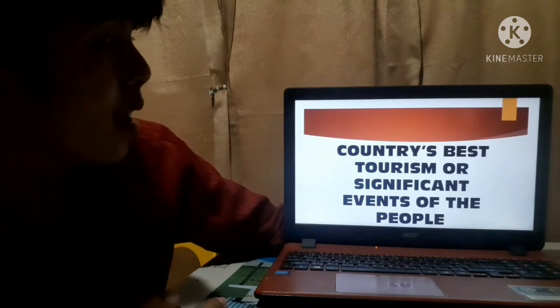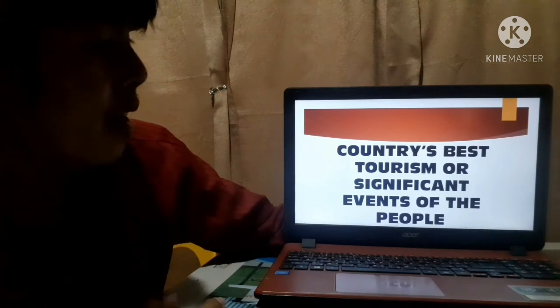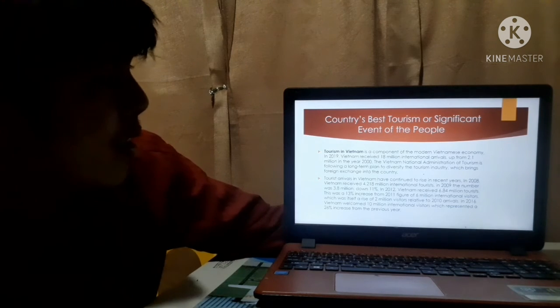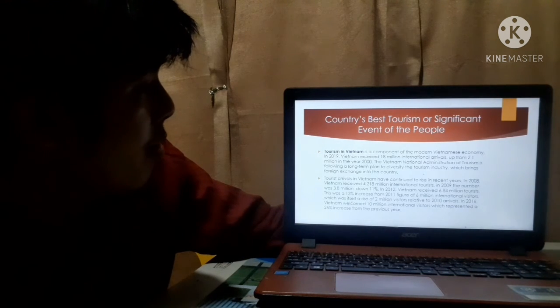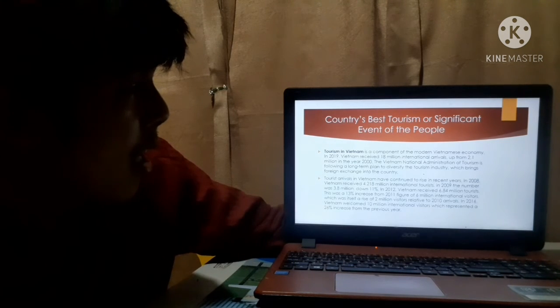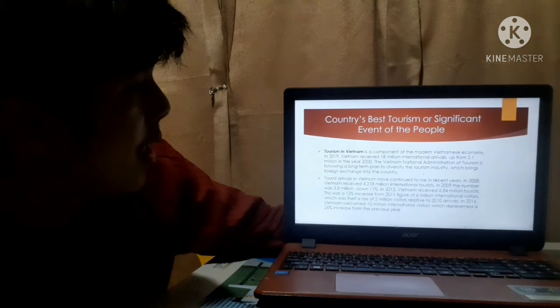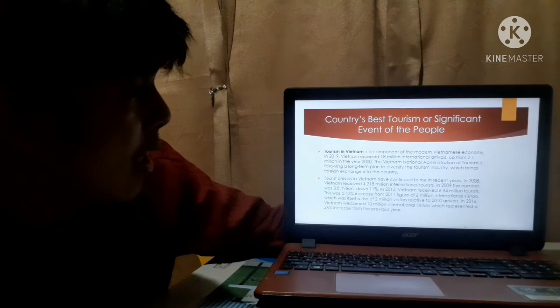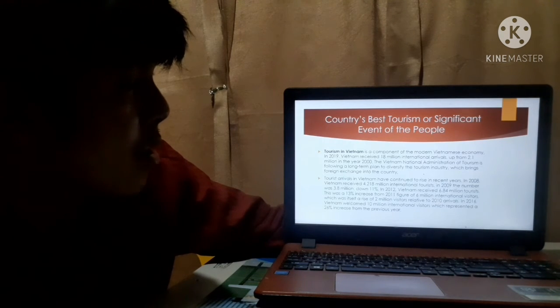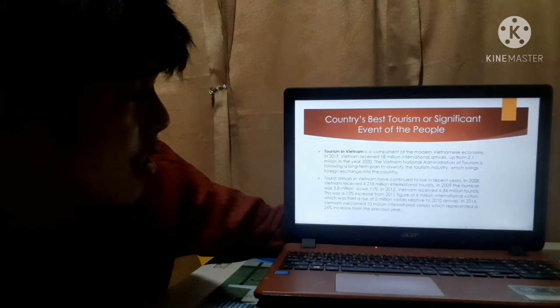So the country's best tourism or significant events of the people. Tourism in Vietnam is a component of the modern Vietnamese economy. In 2019, Vietnam received 18 million international arrivals, up from 2.1 million in the year 2000. The Vietnam National Administration of Tourism is following a long-term plan to diversify the tourism industry, which brings foreign exchange into the country. Tourist arrivals in Vietnam have continued to rise in recent years.